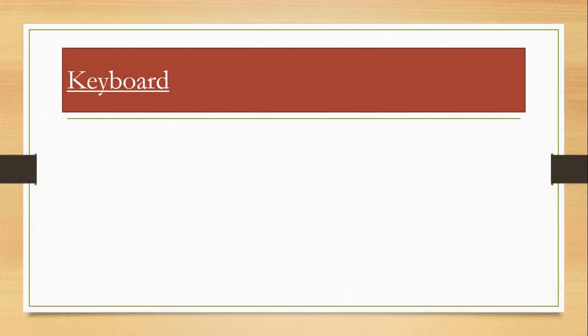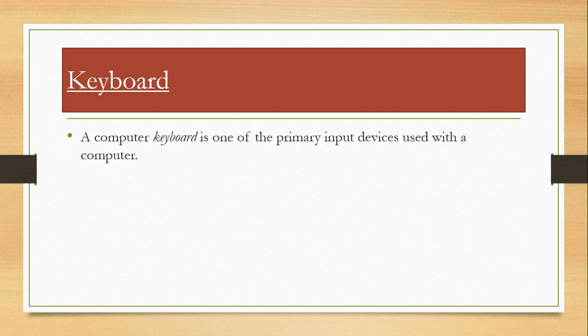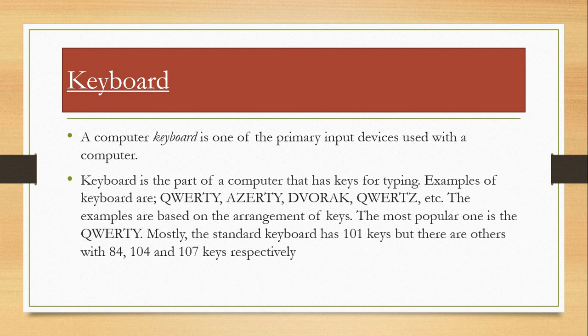We have keyboard. Computer keyboard is one of the primary input devices used with a computer. Keyboard is the part of the computer that has keys for typing. Examples of the keyboard are the QWERTY keyboard, the AZERTY keyboard, and the DVORAK keyboard.